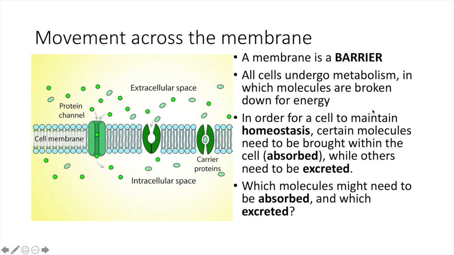All cells, when they undergo metabolism, molecules are broken down for energy. To maintain homeostasis as those molecules are being broken down, we need to bring in certain molecules, maybe more carbohydrates. We need to excrete certain molecules, maybe urea. Which molecules might be absorbed and excreted? I just told you. Carbohydrates would need to be brought in as an energy source. Urea might have to be excreted. There's a lot of other waste products that build up within the cell that might need to be broken down.